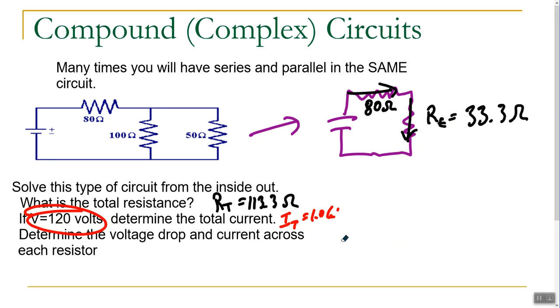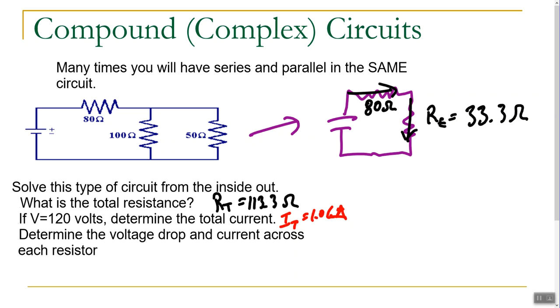All right, determine the voltage drop across each resistor. Here's where things are going to get a little bit more interesting. How do I determine the voltage drop and current across each resistor? Well, I know that my first resistor right here, the 80 ohm, has a current equal to 1.06 amps. That's because it's in series.